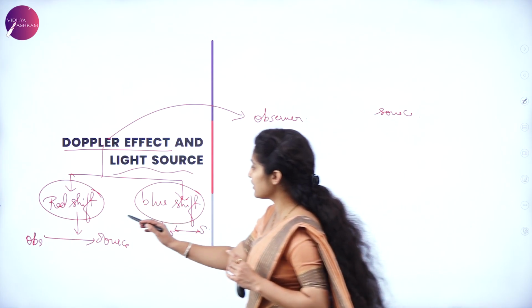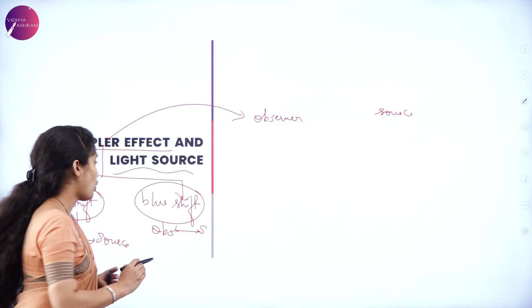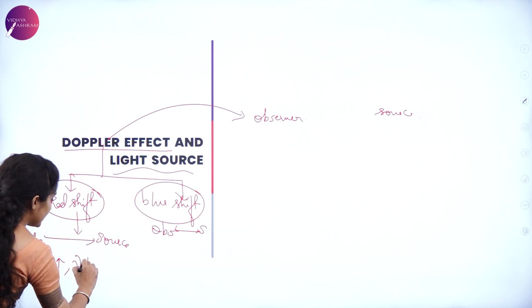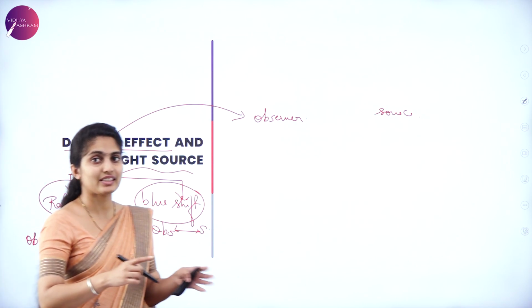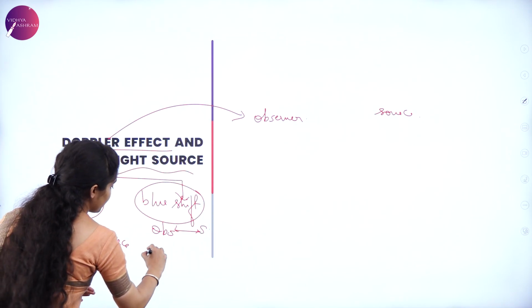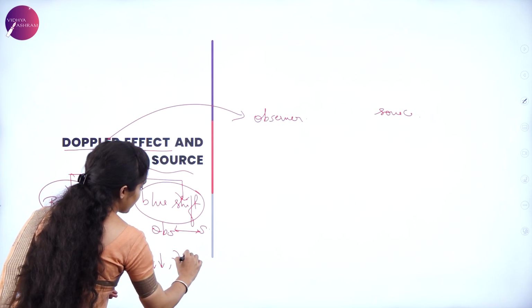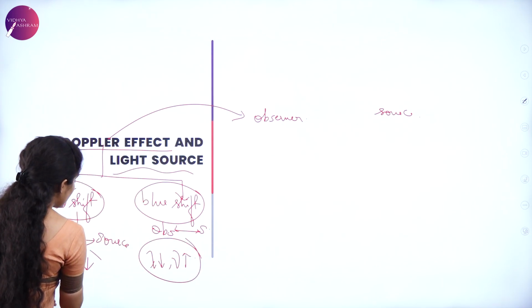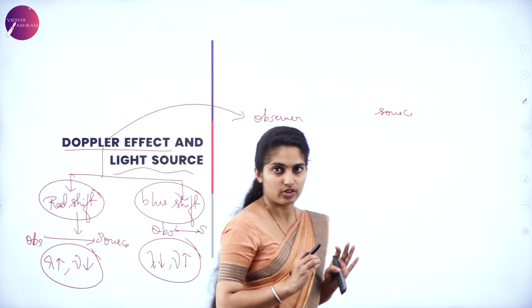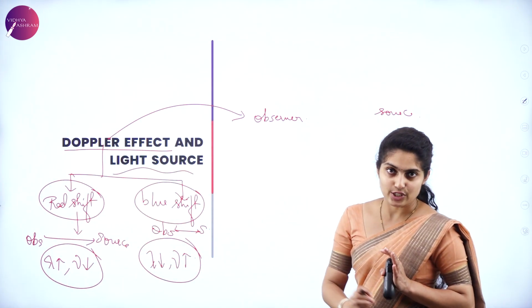So the wavelength in case of red shift is longer, whereas frequency decreases. Wavelength and frequency are inversely proportional, right? In blue shift, the wavelength decreases, whereas frequency increases. This is what we check in case of the Doppler effect. Got it? In case of light waves.